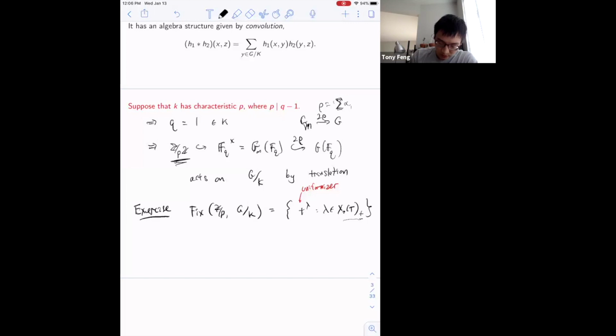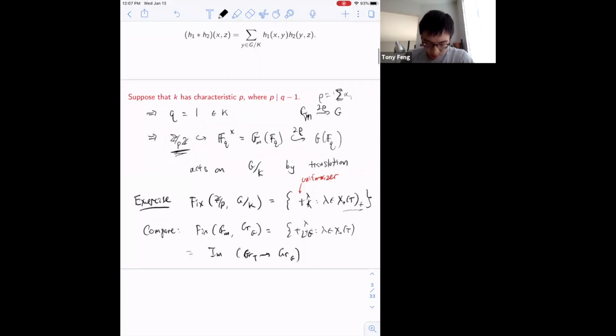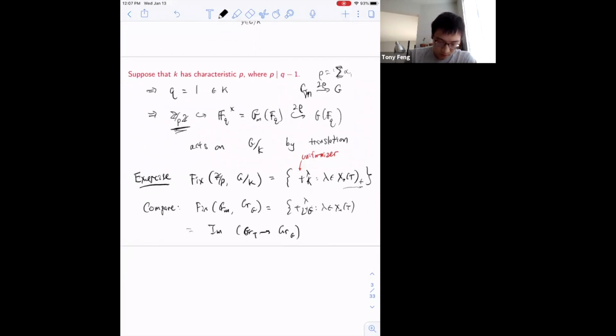But what I want to compare the fixed point statement to is that the fixed points of G_m acting on the affine Grassmannian for G would be the same thing, t to the lambda, where lambda is in this thing. Maybe I should emphasize that this is a coset, or I can think of this as the image of the Grassmannian for T in the Grassmannian for G. Is this okay? Okay.